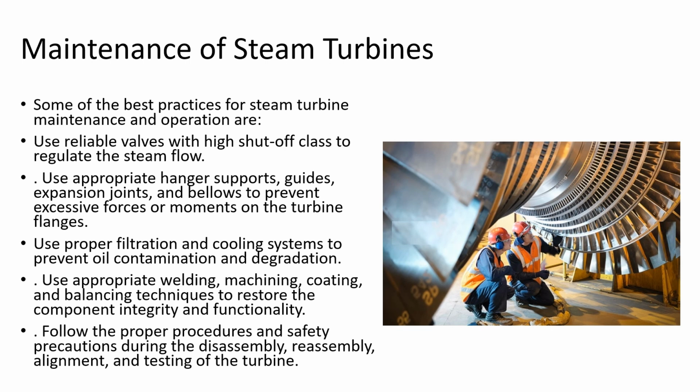Some of the best practices for steam turbine maintenance and operation are: use reliable valves with high shutoff class to regulate the steam flow. Use appropriate hanger supports, guides, expansion joints, and bellows to prevent excessive forces or moments on the turbine flanges. Use proper filtration and cooling systems to prevent oil contamination and degradation. Use appropriate welding, machining, coating, and balancing techniques to restore the component integrity and functionality. Follow the proper procedures and safety precautions during the disassembly, reassembly, alignment, and testing of the turbine.